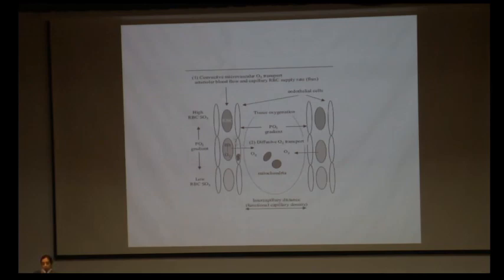Second is, after convective transport, this oxygen is transported to the tissues by means of diffusion. So there are two modes of oxygen transport at the tissue level. First is the convective and second is the diffusive. And this diffusion is also dependent on this intercapillary distance. So if this distance increases, we have a problem. The diffusion will not take place or it will be poor.